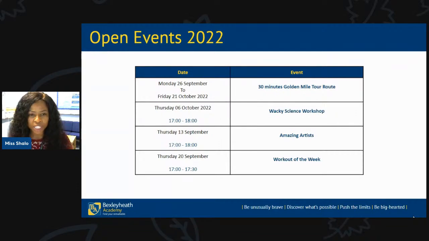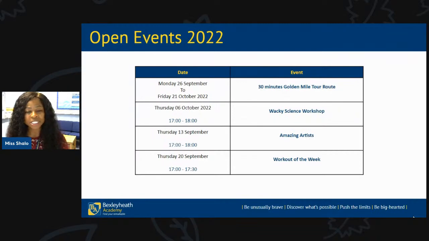We've called it our 30 minutes Golden Mile tour route. So you've got 30 minutes to go through aspects of the school. So please go onto our school's website and book yourself a tour. And on Thursday, the 6th of October, year 6, you get the opportunity to virtually experience some wacky science workshop activities. And then on Thursday, the 13th of October, you get to experience our amazing artists who will be doing some virtual live lessons with you as well.